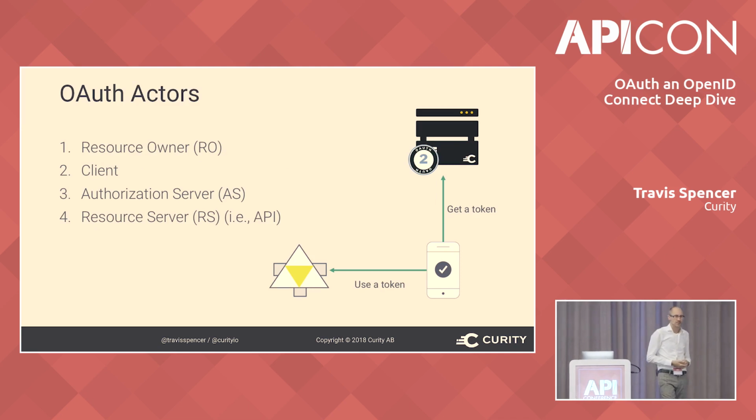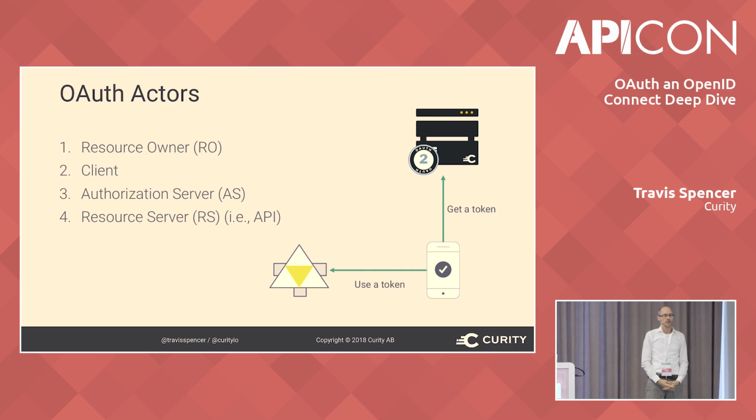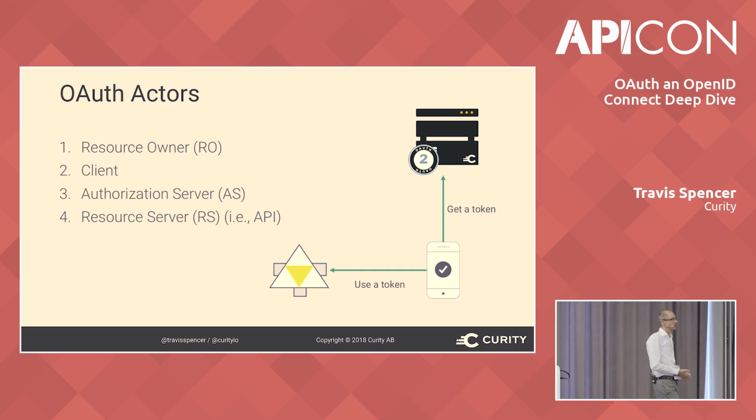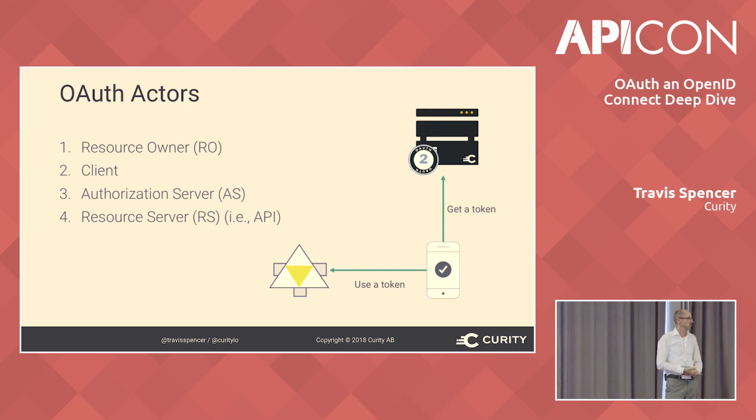Before we do, though, it's important to know about the different actors that are involved in OAuth. The first one being the resource owner. The resource owner is a sort of academic word for the user. So the one who is owning the resource, it doesn't always necessarily need to be the user. It could be an organization per se, but usually it is a user.